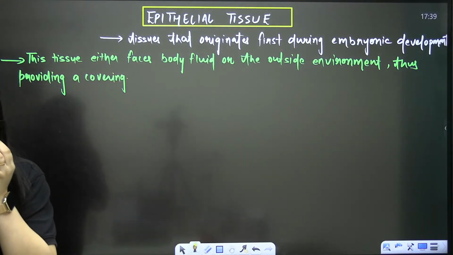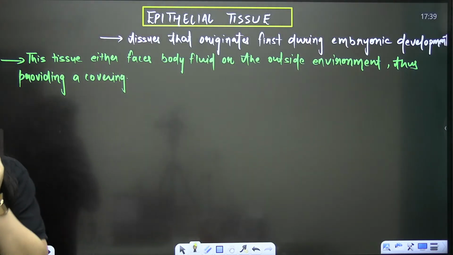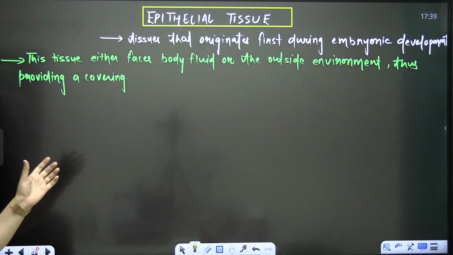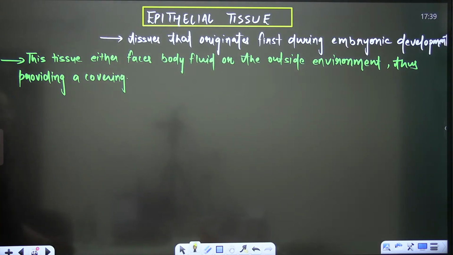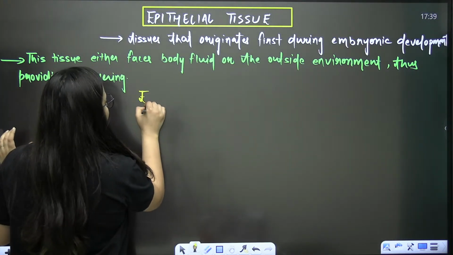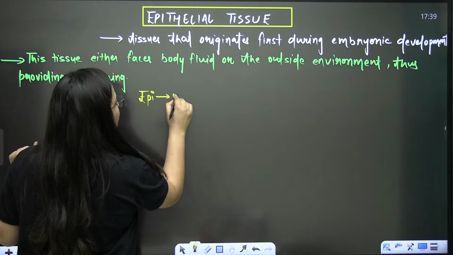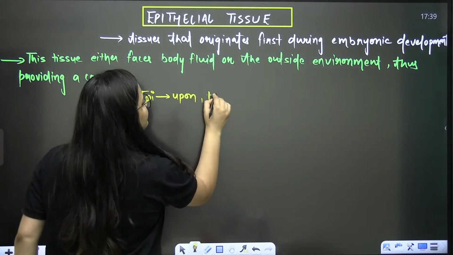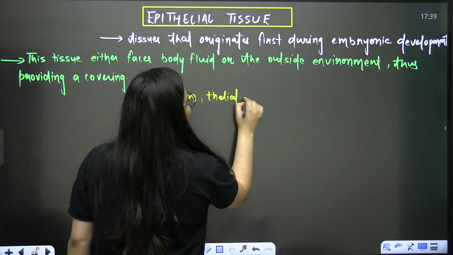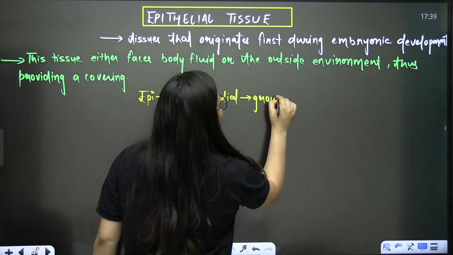Any doubt here? Tell me, do you have any doubt here? Always remember, epi means above, upon, and thelia means growth. So it will grow above other structures.